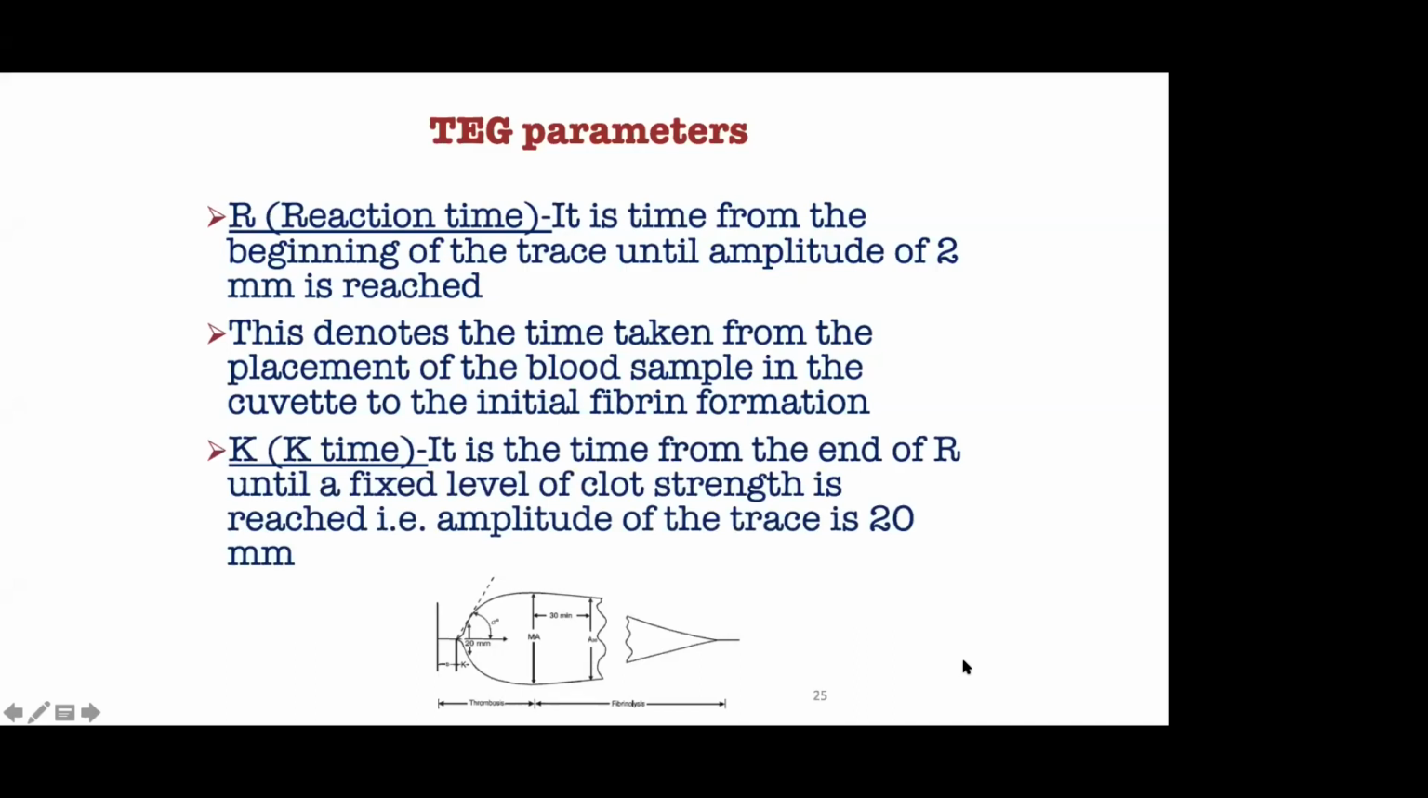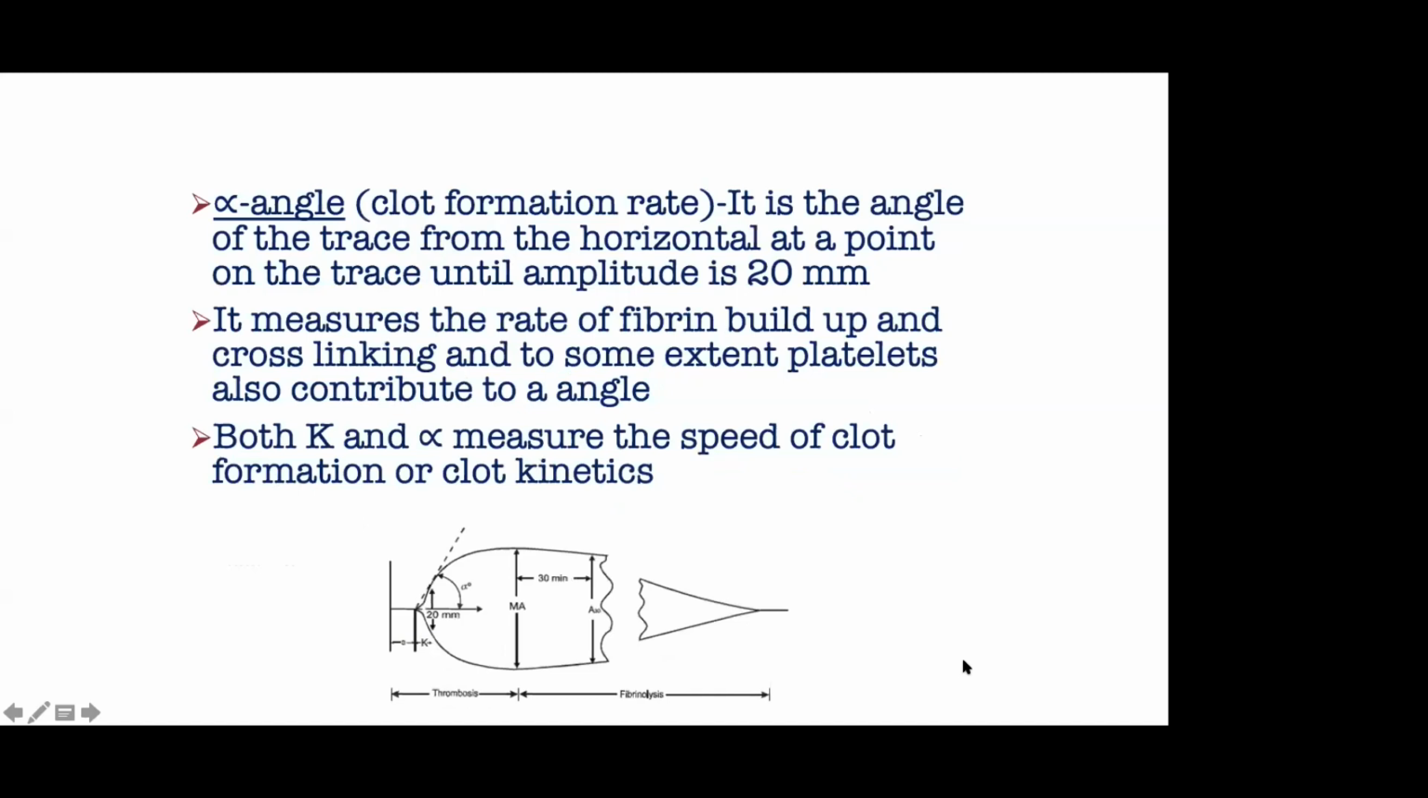K time is the time from the end of the R until a fixed level of clot strength is reached, that is, an amplitude of the trace of 20 millimeters. It means that once the reaction from fibrinogen to fibrin formation has started and the clot builds, the amplitude reaches up to 20 millimeters. So at this point of time, we take the K time.